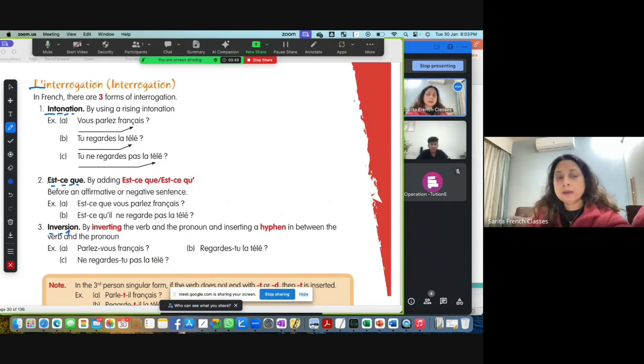In est-ce que, we add est-ce que in the beginning of the sentence, whatever you want to ask, and the meaning will be like do you, or did, does, and all that. In the third part, we just replace the position of verbs and subjects.